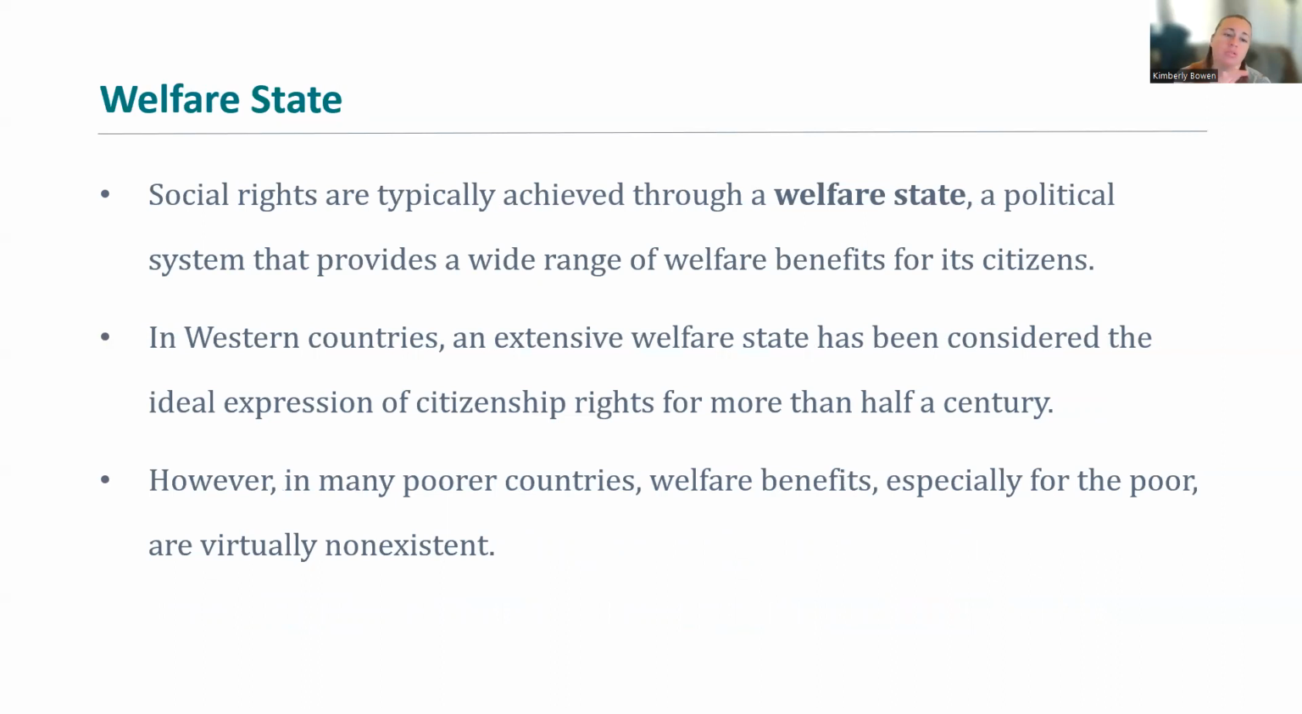A welfare state. Okay, so social rights that are typically achieved through a welfare state is a political system that provides a wide range of welfare benefits for a system. In Western countries, they have an extensive welfare state, which is considered the ideal expression of citizenship's rights. However, in poorer countries, welfare benefits, especially for the poor, are virtually non-existent. So again, when we talk about a welfare state, we're talking about those social rights that are maintaining your health and well-being. These are housing, food, healthcare, water. These are your certain basic standard operating procedures that allow you to move through society.